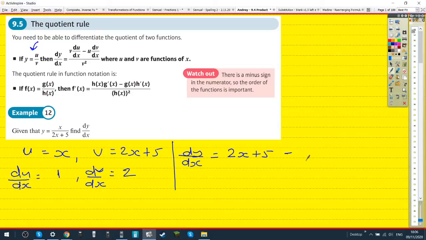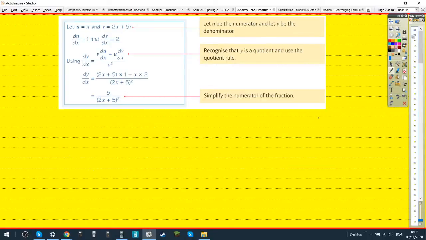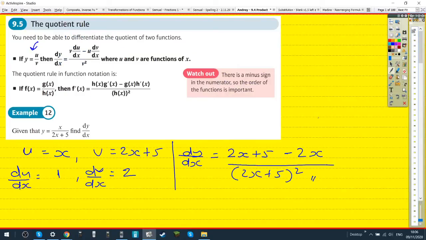Minus x times, that's minus 2x, all over 2x plus 5 squared. I believe that's it. And the top, they simplified the top. Was the top simplified to just 5 over 2x plus 5 squared? Yeah, that's fair enough. I didn't notice that.